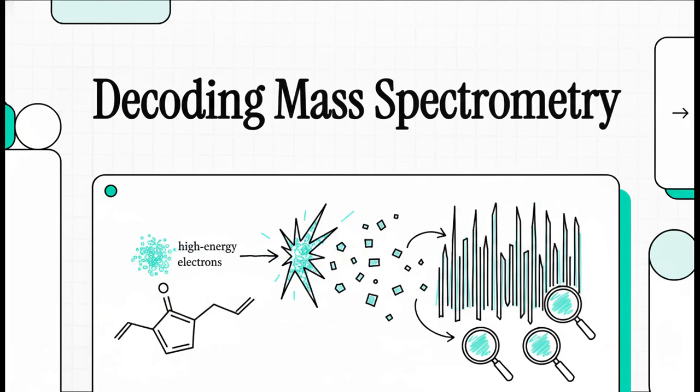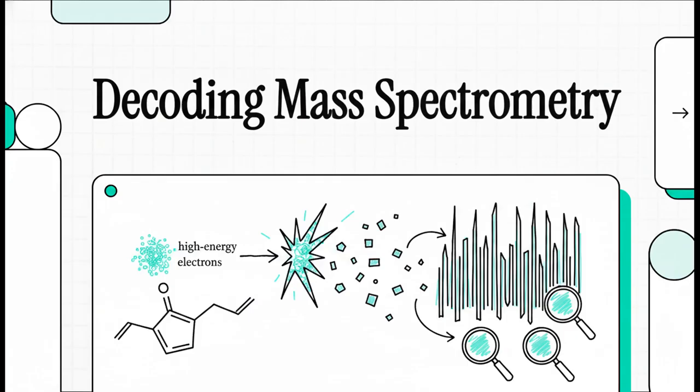All right, let's jump straight into this explainer. Today we're basically acting as molecular detectives. We're looking at electron ionization mass spectrometry, which is this incredible technique that literally shatters molecules using high-energy electrons so we can read their unique, resulting fingerprints.